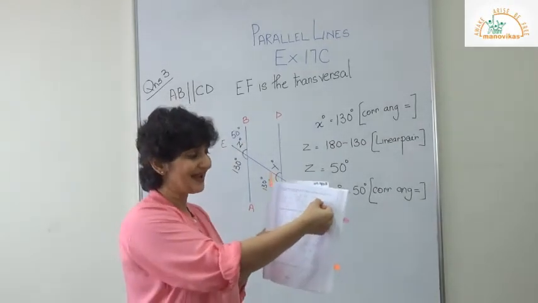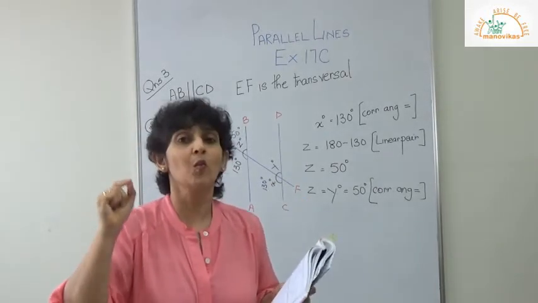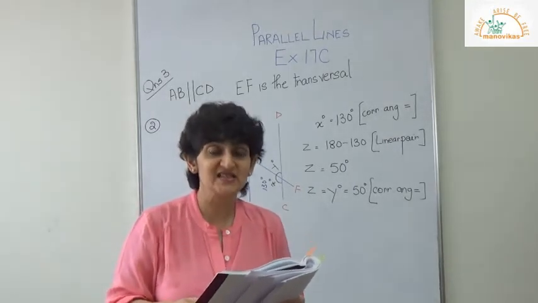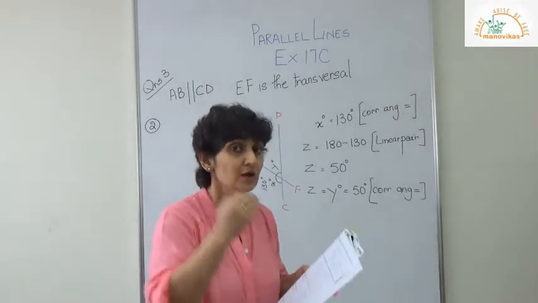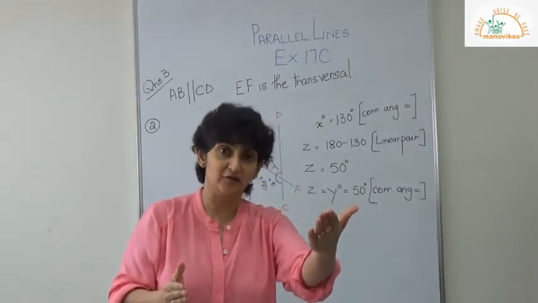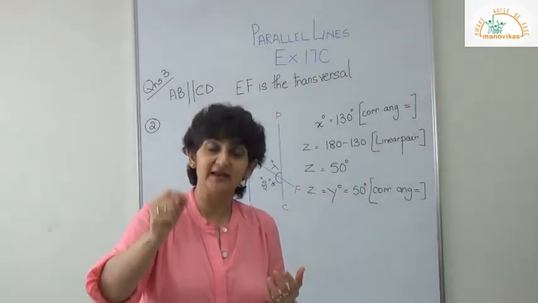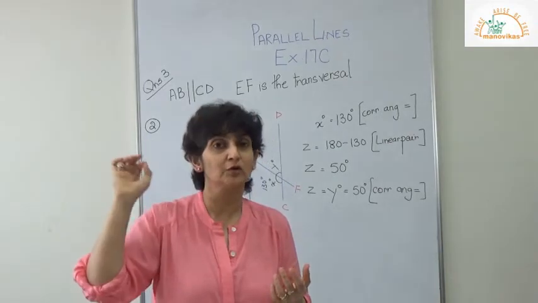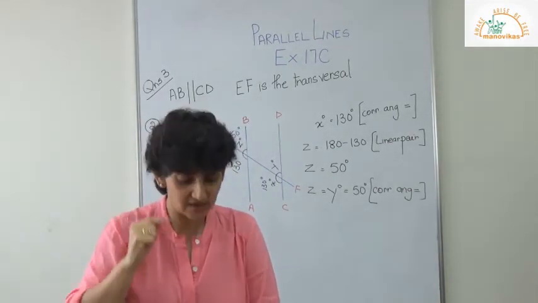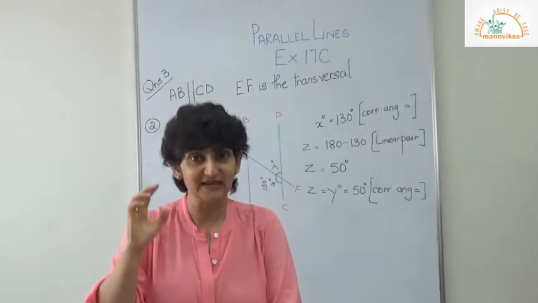Correct? And X, you know 40 plus X is equal to 180 degrees. What is the reason you're going to give me? Co-exterior angles. And you know co-exterior angles means angles on the same side of the transversal, but exterior means outside. So you will write there co-exterior angles is equal to 180 degrees. So what will you do? 180 minus 40. Correct? So you will get 140 degrees.